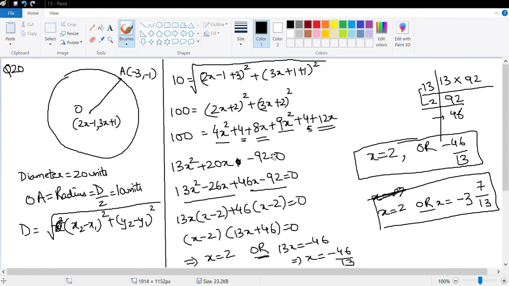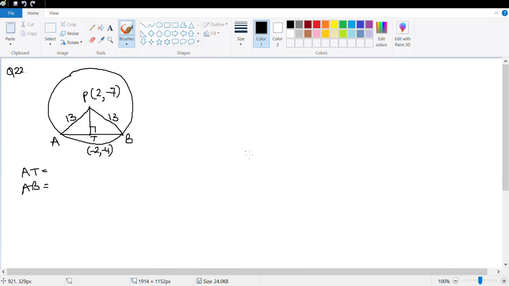The next question that we do is question number 22. Question 22 says, point P is the center of a circle with radius 13 units. So PA is equal to 13 and PB is also equal to 13. PT is perpendicular to chord AB, and the coordinates of T are negative 2, negative 4. We need to calculate the length of AT.